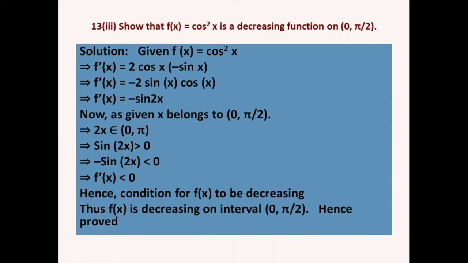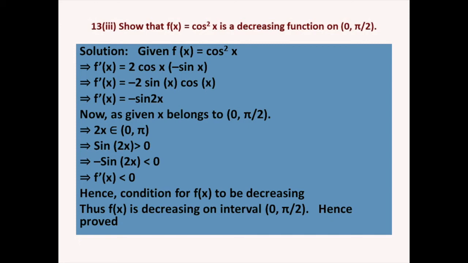and this is the condition for any function to be decreasing. So therefore my f(x), which was given to me as cos square x, is a decreasing function on the interval 0 to pi by 2. So every time I'm trying to satisfy the condition of f'(x) being either greater than 0 or less than 0. If it is less than 0, it's decreasing.